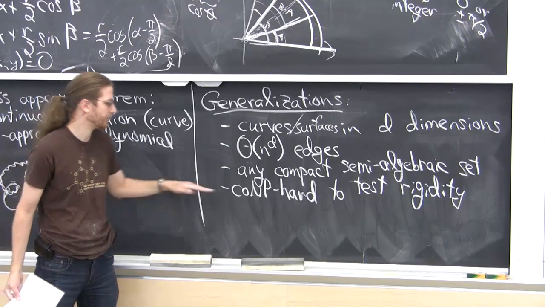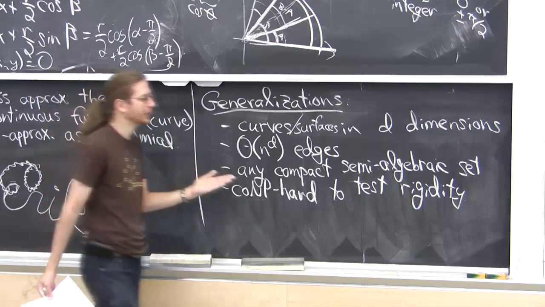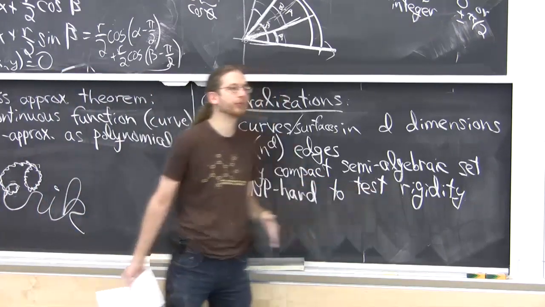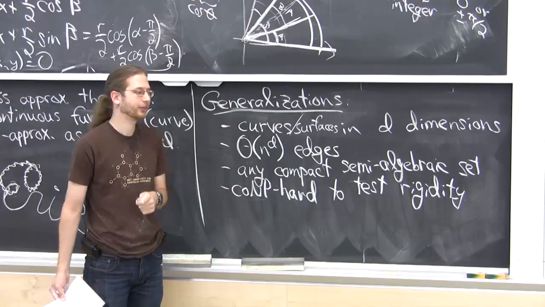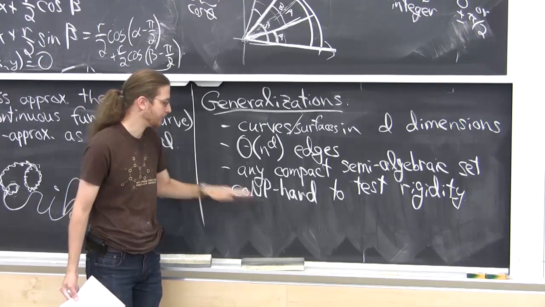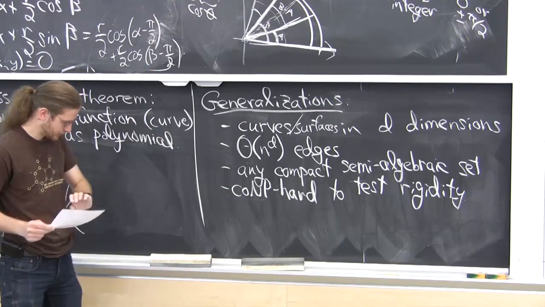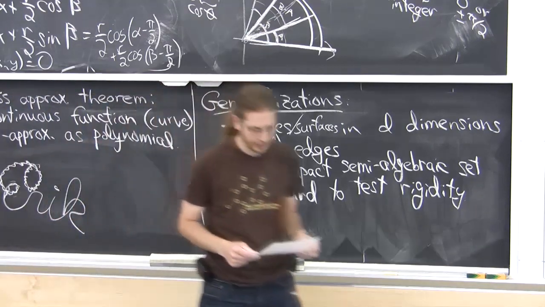And it's something called co-NP hard, which is almost the same as NP hard. It's just for rigidity, it's really easy to prove that something is not rigid. You just move it. It's a little harder to show that it can't move in any way. And so that's, for those who know co-NP, it's co-NP, not NP. Cool. Those are various generalizations.